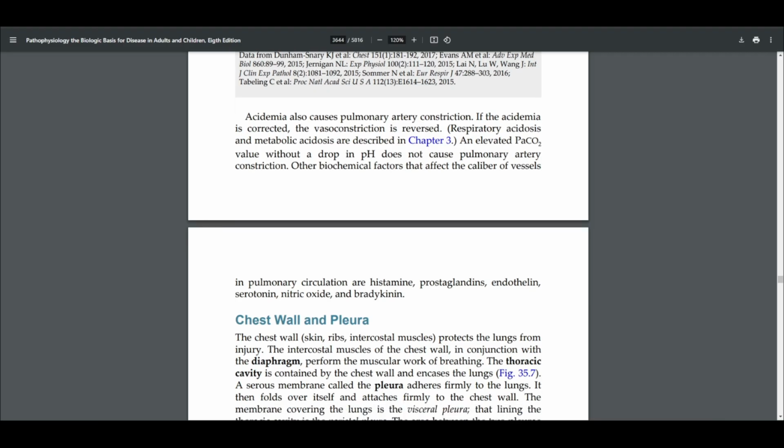Acidemia also causes pulmonary artery constriction. If acidemia is corrected, the vasoconstriction is reversed. An elevated PaCO2 value without a drop in pH does not cause pulmonary artery constriction. Other biochemical factors that affect the caliber of vessels in the pulmonary circulation include histamine, prostaglandins, endothelin, serotonin, nitric oxide, and bradykinin.